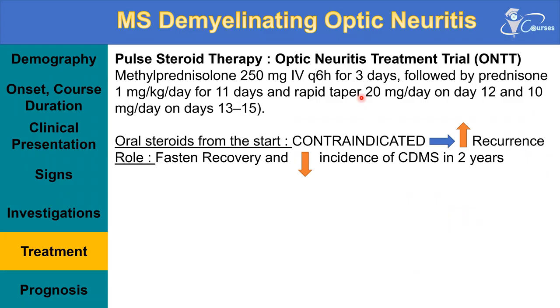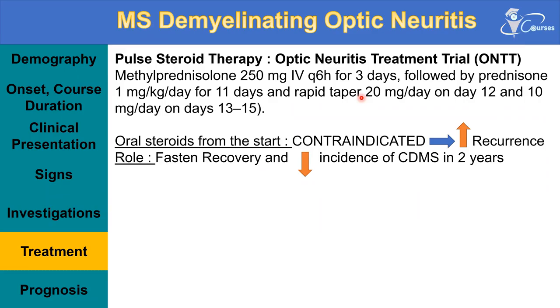Okay, so according to the Optic Neuritis Treatment Trial, they mentioned that this regimen will be important to fasten the recovery. So it will shorten the duration of the symptoms. Like if the patient is a secretary and has high visual demands and she needs to get back to work rapidly, so this will be important to fasten the recovery. However, it doesn't have any effect on the final visual outcome.